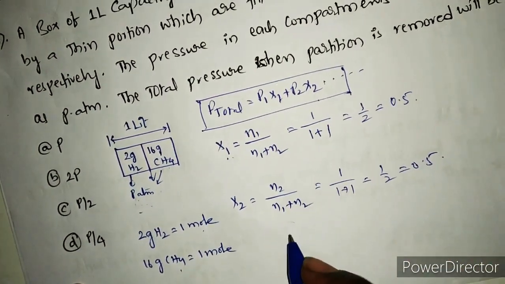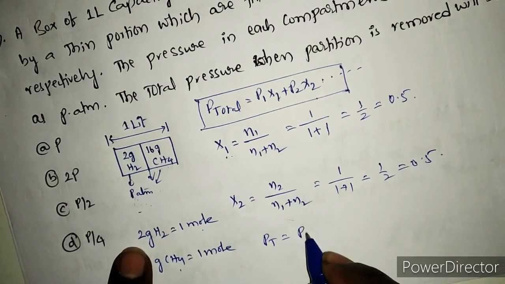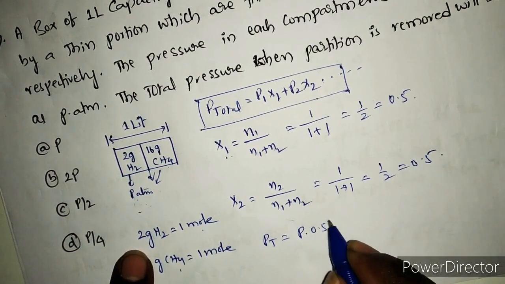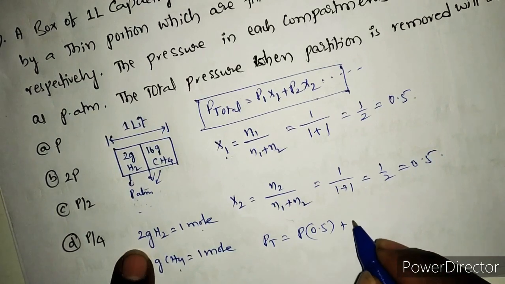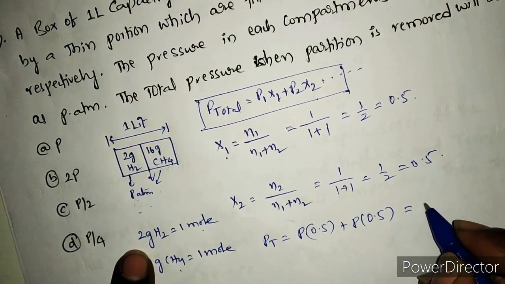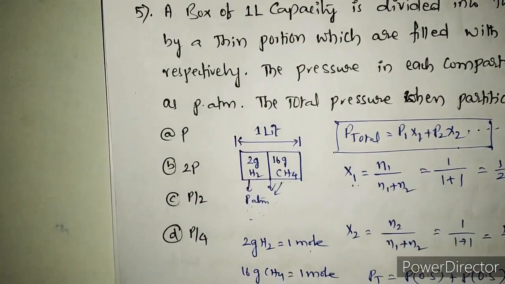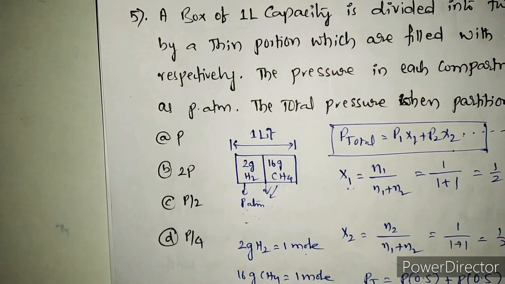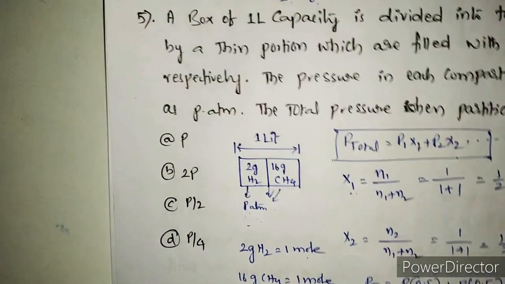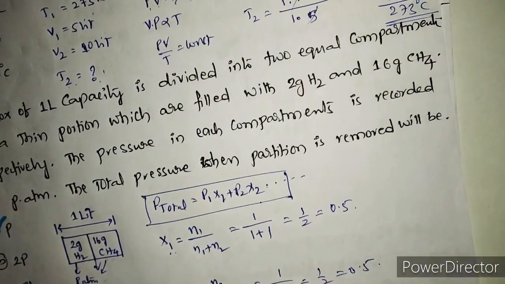P total is equal to the partial pressure P times the mole fraction 0.5, and here also P into 0.5. So what are you going to get? In total it is P. So what is your answer? Here P, 2P, P by 2, P by 4. Your answer is A. So this is based on Dalton's law of partial pressures.